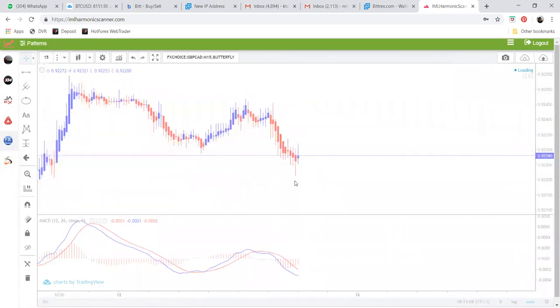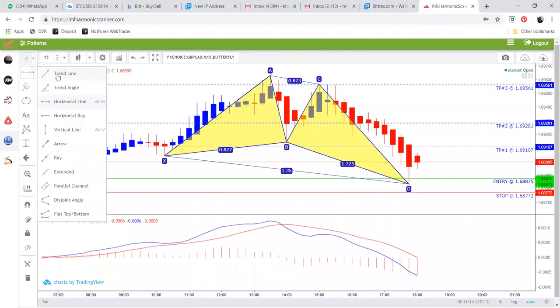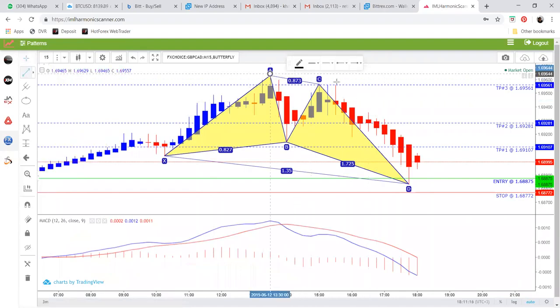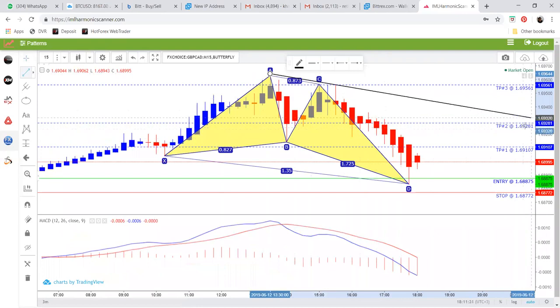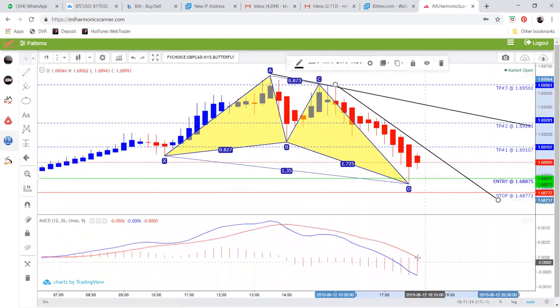GBP CAD. All right. Same here. Trend line in. And you can have multiple trends. Once again, touches in the market. Okay, great. First thing we need is for these two lines to cross, because we need the red below the blue.